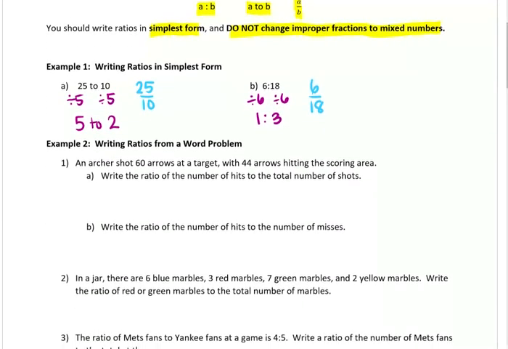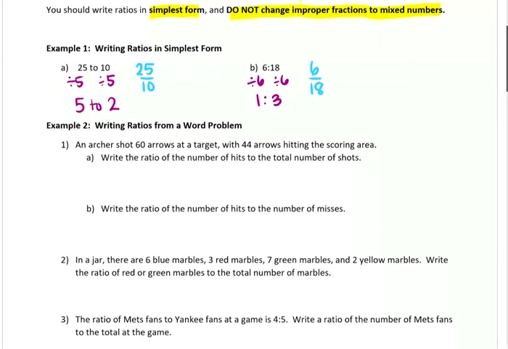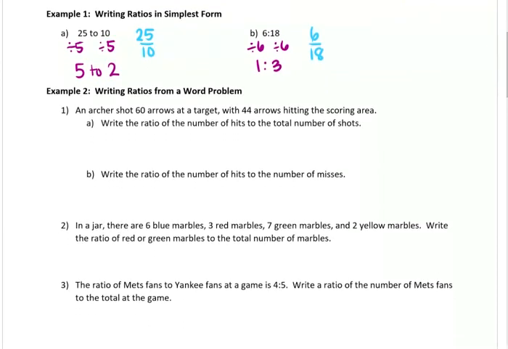Example 2, writing ratios from a word problem. You have to really be careful of what the ratio is asking you to find, and the order that it's given to you in is also important. So an archer shot 60 arrows at a target with 44 arrows hitting the scoring area. First, we're going to write the ratio of the number of hits to the total number of shots. I like writing things out in words first, so I'm going to put hits over total.